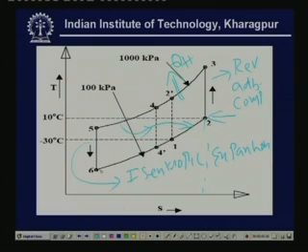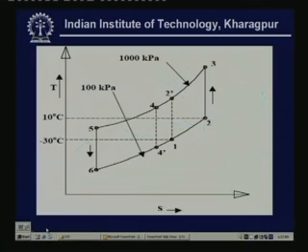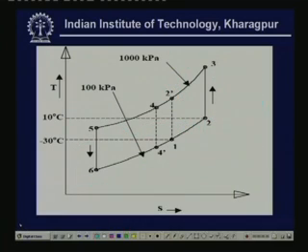And finally process 6 to 4 is the actual heat extraction process, during which you get the useful refrigeration. Okay. And this is again an isobaric process. This process is taking place at 100 kilopascal pressure, and during this process because of the heat transfer to the air, the temperature increases from 6 to 1. Okay. So, this is the process.